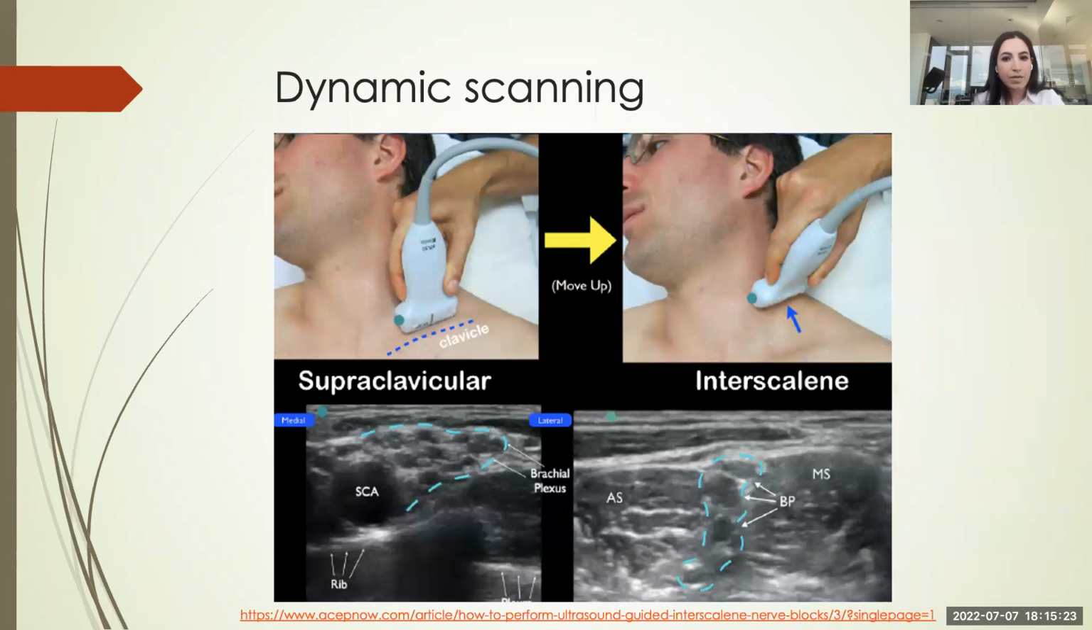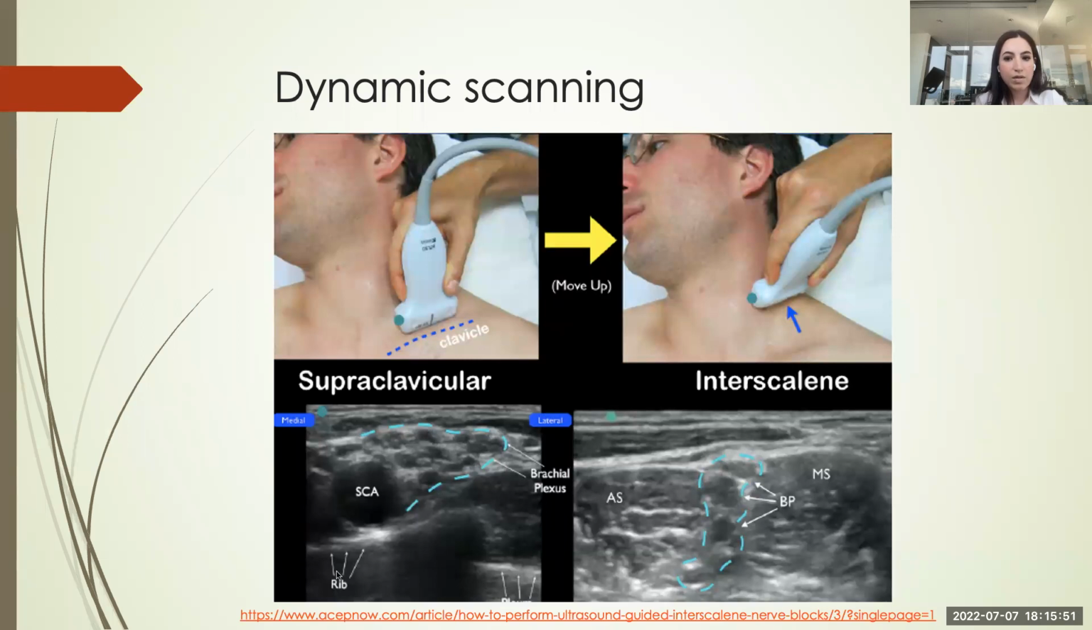Dynamic scanning really does help with identifying the correct sonoanatomy, and I personally like to start with finding a supraclavicular view of the brachial plexus just above the clavicle. So here you can see your subclavian artery with the brachial plexus situated next to the subclavian artery. You have your lateral side on the right and your medial on the left.